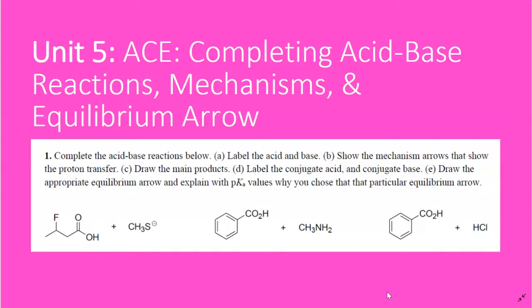We are in Unit 5, carboxylic acids, and therefore it's appropriate to talk about their acidity, their acid-base properties. The problem that I want to do right now is complete the acid-base reactions below, label the acid and base, show the mechanism, draw the products, label the conjugates, and the last part, draw the appropriate equilibrium arrow, and we can use the pKa table to help us do that.